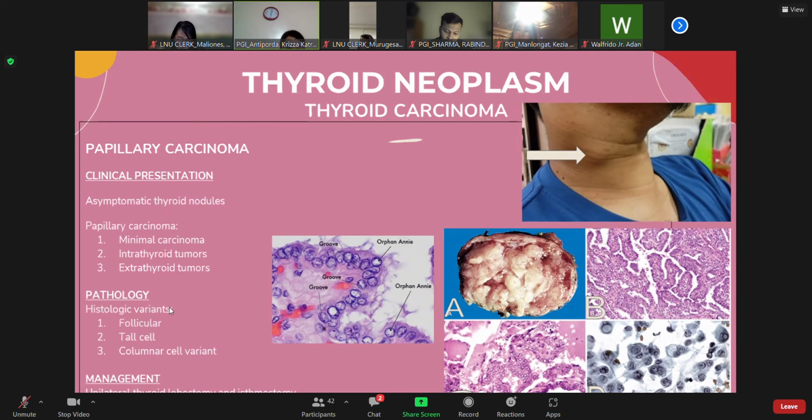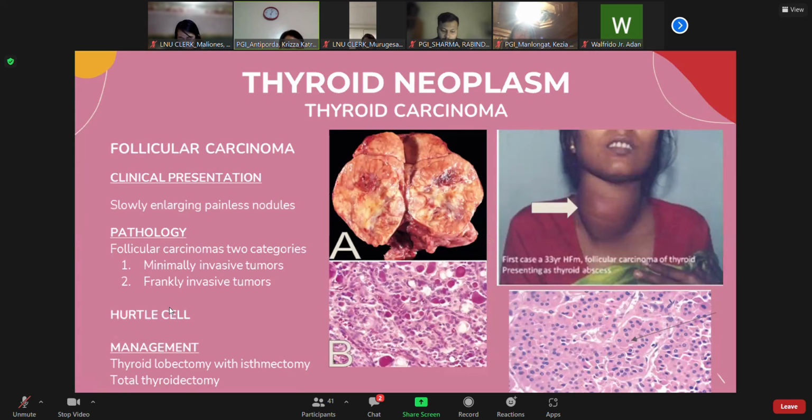For the management of this carcinoma, the first one is unilateral lobectomy and isthmusectomy. It is usually sufficient surgical treatment if there's no angioinvasion. Total lobectomy is indicated in patients with small encapsulated papillary carcinoma. Total or near total thyroidectomy is the choice when the patient presents with biopsy-proven disease or indication of disease in both lobes. Next slide, please.